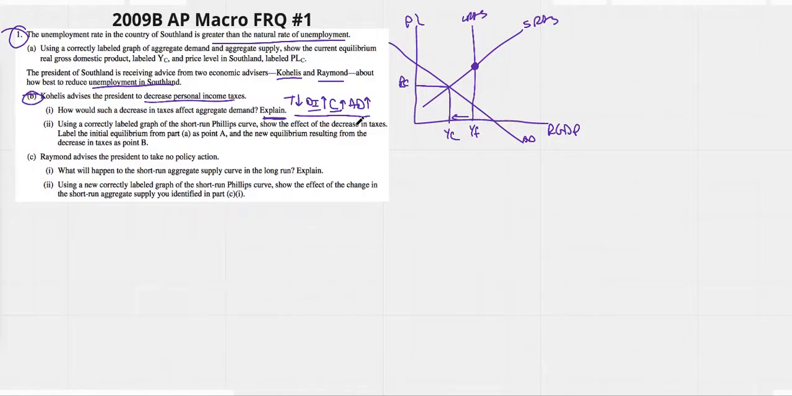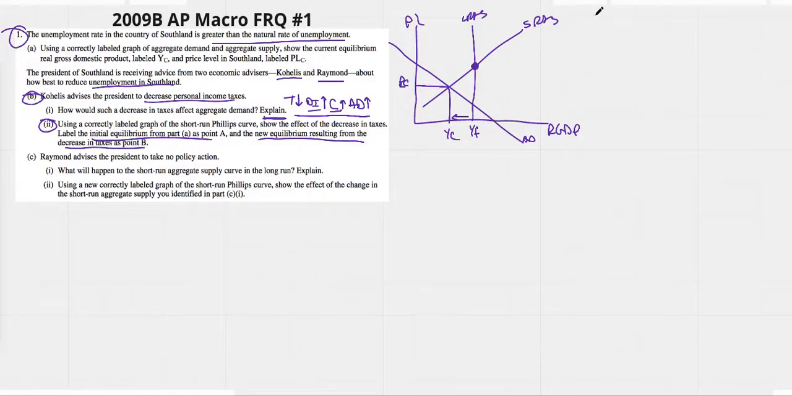Don't write it out with arrows. Obviously, write it out. Doesn't have to be in a full sentence, but just make sure it's clear and written out well. Using a correctly labeled graph of the short-run Phillips curve, show the effect of a decrease in taxes. Label the initial equilibrium as point A and then a new equilibrium as point B.